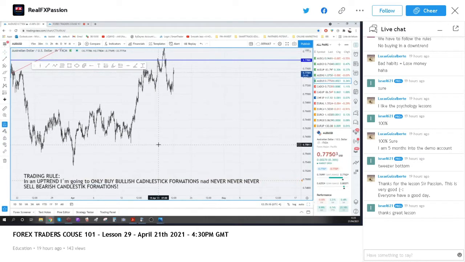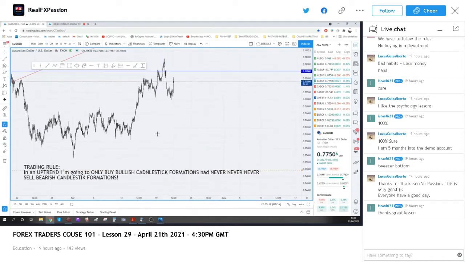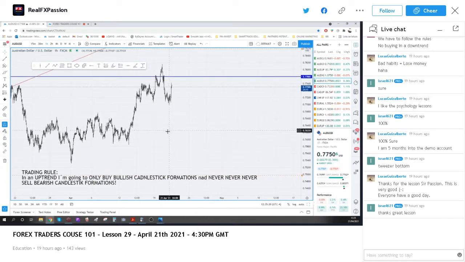Euro, what time frame? It's up to everybody. So trading rule, in an uptrend, I'm going to only buy bullish candlestick formations and never sell bearish candlestick formations.